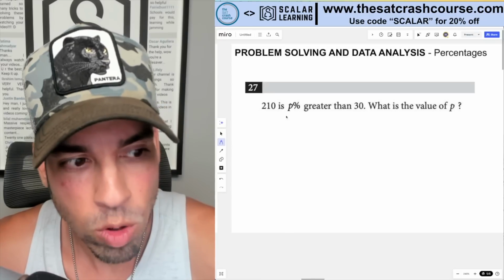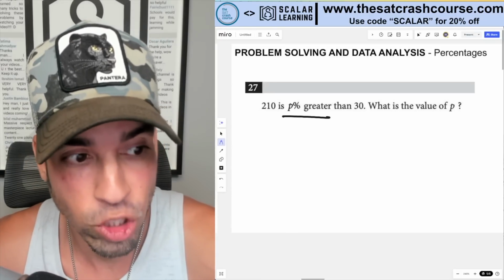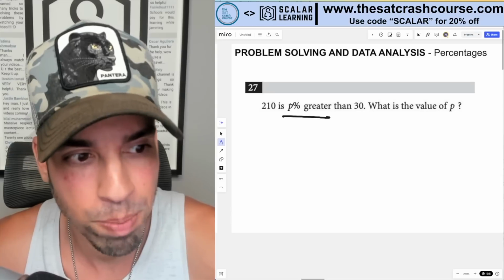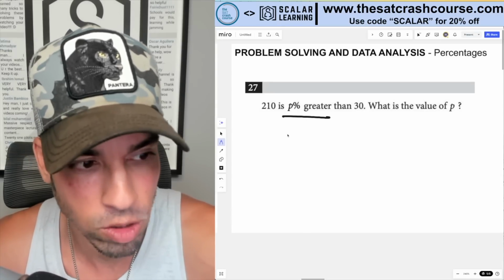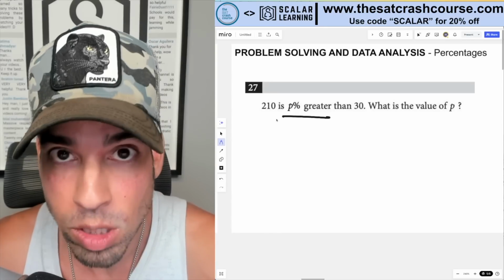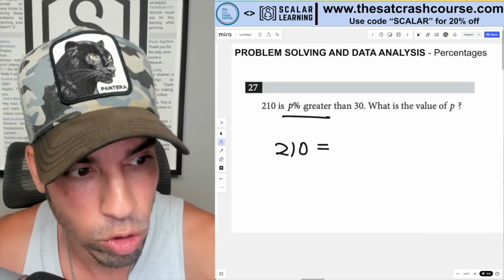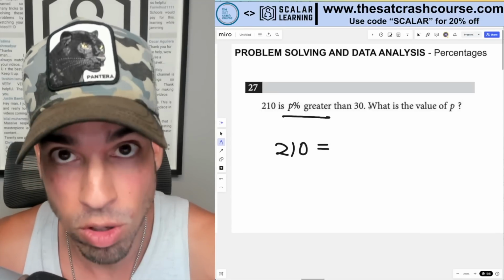The next question I'm going over is this percentages one. I really think they're going to test on this specific language, which is not p% of something, but p% greater than something. So I want to show you how to think about setting up an equation like this, because I always say with percents, you want to set up an equation. It says 210 is, meaning equal to, p% greater than 30.